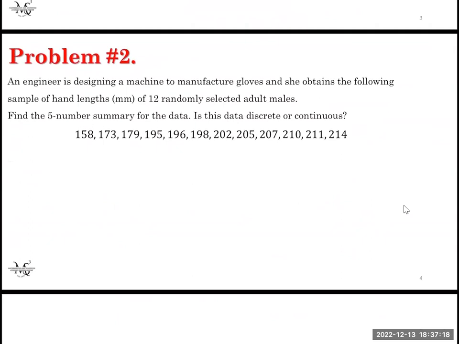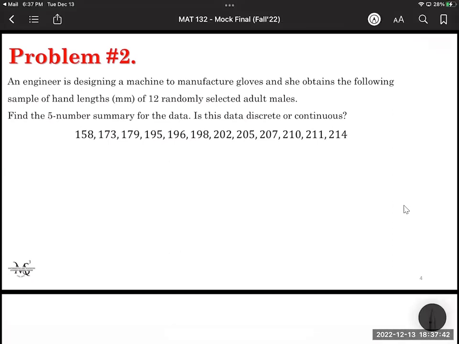Problem number 2 states an engineer is designing a machine to manufacture gloves, and she obtains the following sample of hand lengths, which is measured in millimeters. That's the unit, millimeters, of 12 randomly selected adult males. Find the 5-number summary for the data, and then is the data discrete or continuous?